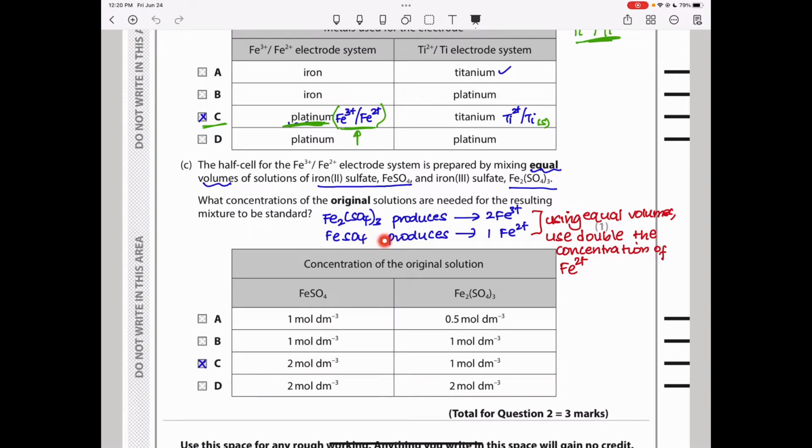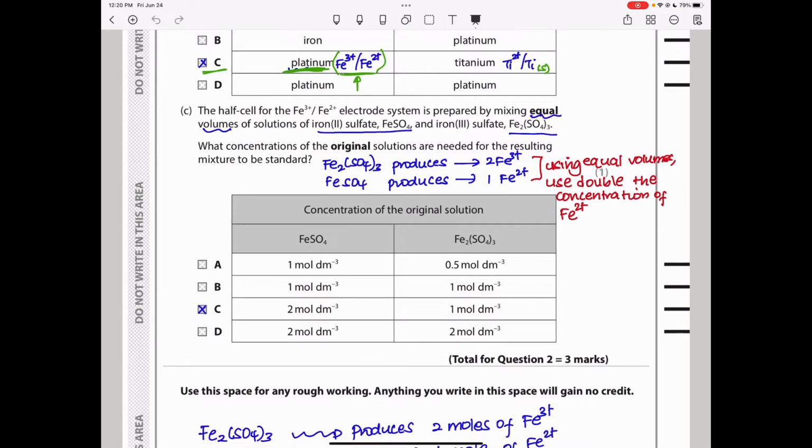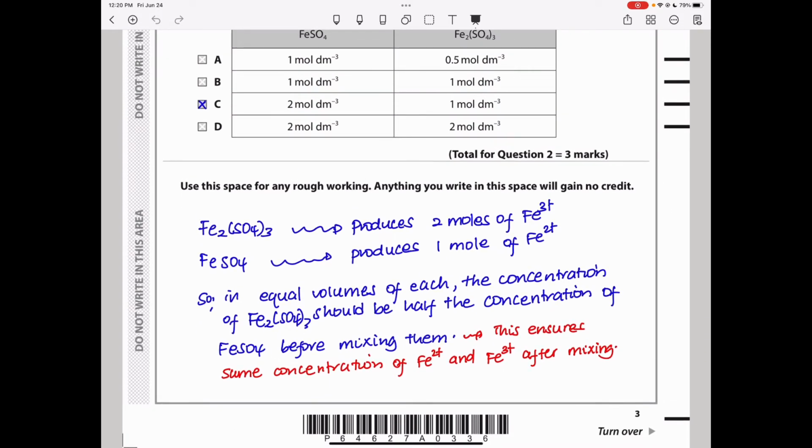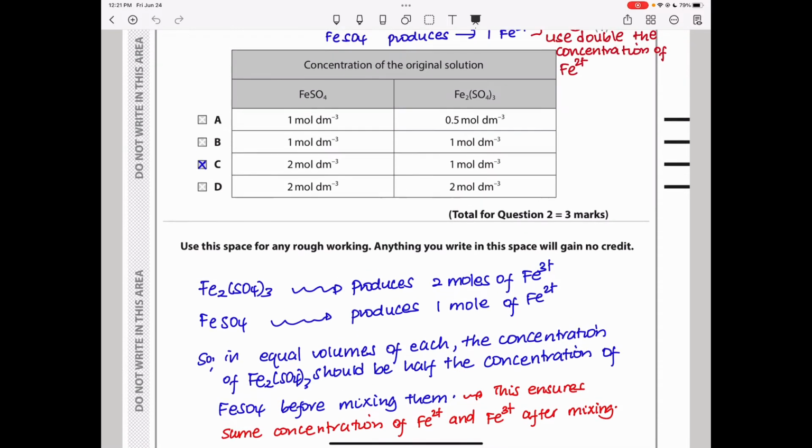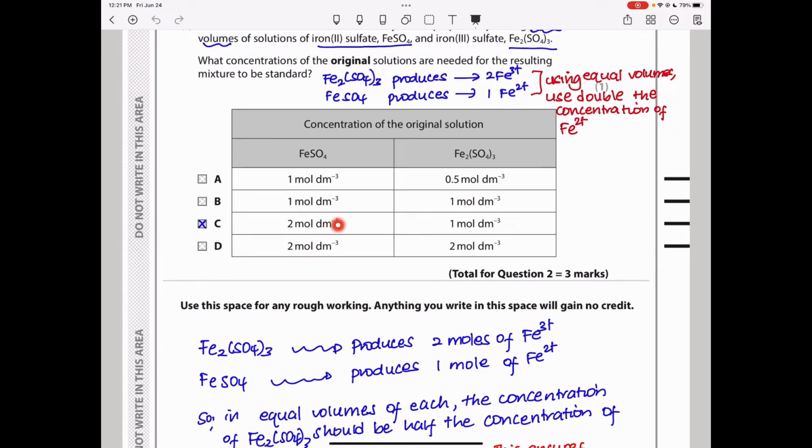So the iron 2 sulfate solution's concentration should be twice the concentration of the iron 3 sulfate in order for them to be mixed in equal volumes so that you can obtain the same concentration in the solution you have mixed. So I did some working down here before we select the answer. I say, again, iron 3 sulfate produces 2 moles of iron 3 plus, while iron 2 sulfate produces 1 mole of iron 2 plus. So if we mix equal volumes of each, the concentration of the iron 3 should be half the concentration of the other. And therefore, the only answer that makes sense is you need to use 2 moles per decimeter cube iron 2 sulfate, and then 1 mole per decimeter cube iron 3 sulfate.